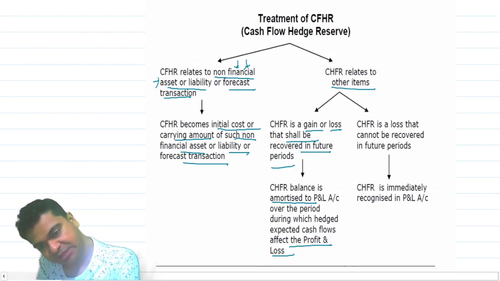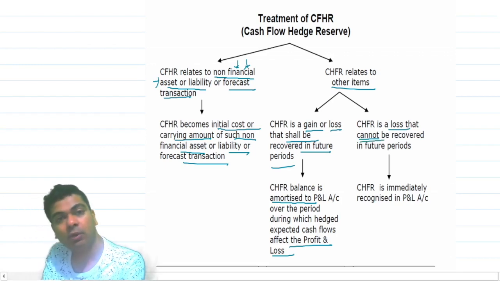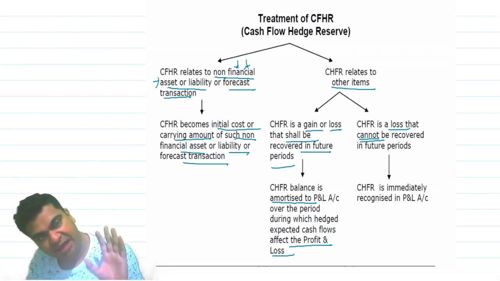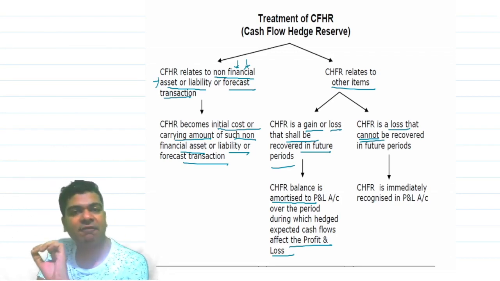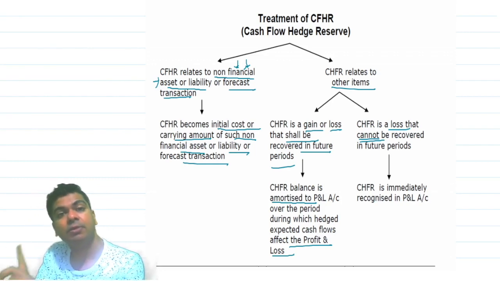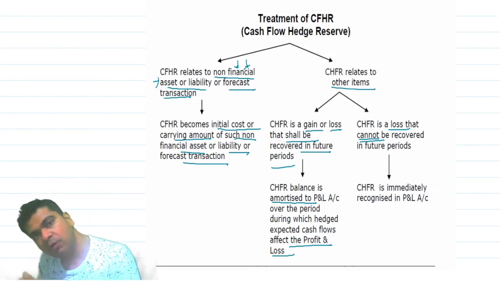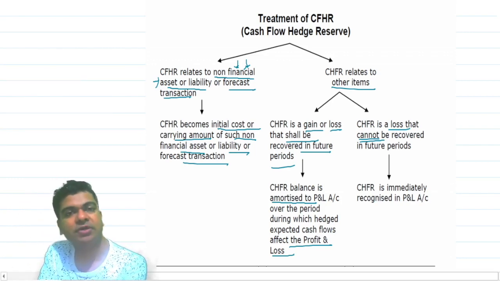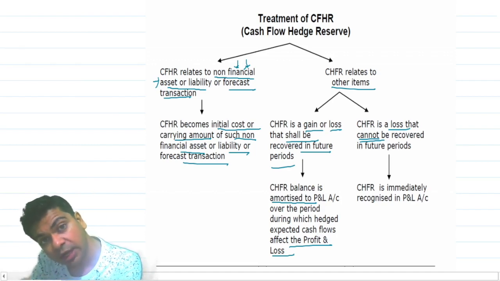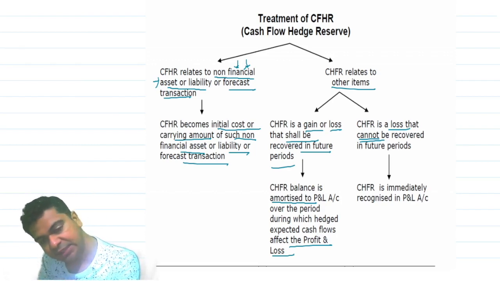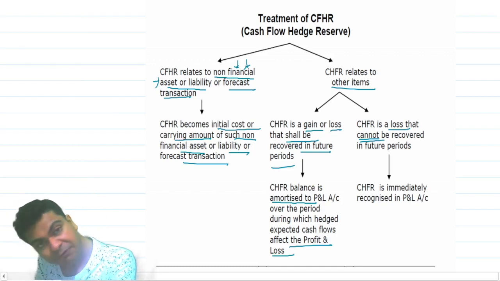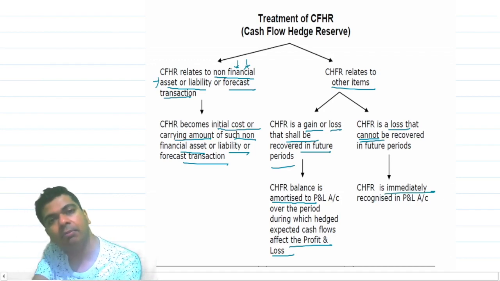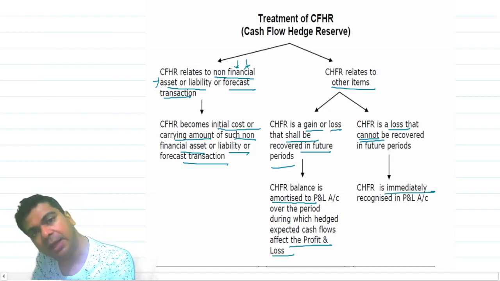However, what if the cash flow hedge reserve is a loss that cannot be recovered in future periods? We are not talking about a gain over here. Please understand, if the cash flow hedge reserve is representing a fair value gain, it will always be amortized to the P&L over the hedged period. We are distinguishing for a loss. The cash flow hedge reserve is representing a loss. Can you recover this loss in future periods? If the answer is yes, then amortize it to the P&L. But if you say that no, this loss cannot be recovered in future periods, then that loss will be immediately recognized in the profit and loss account.